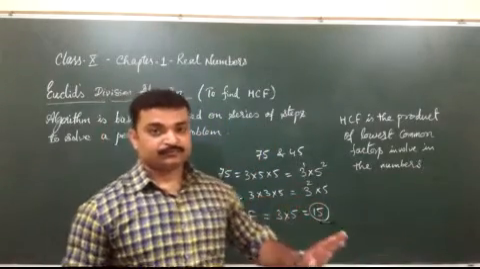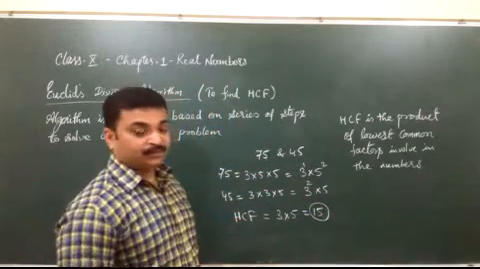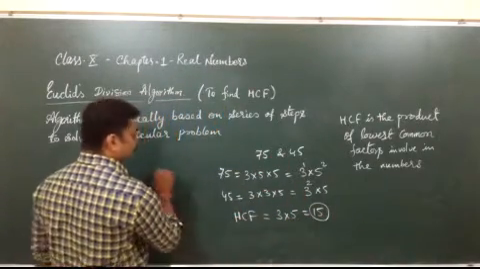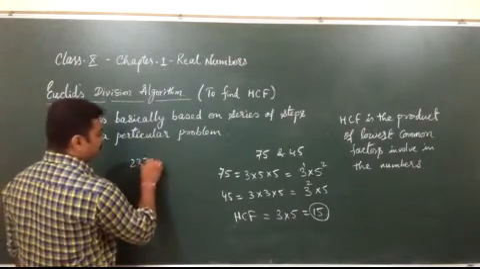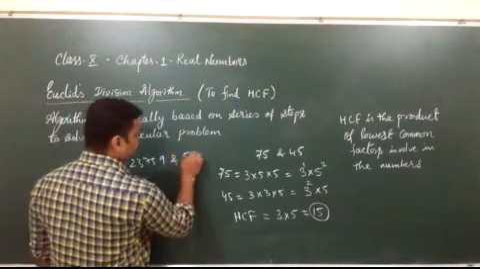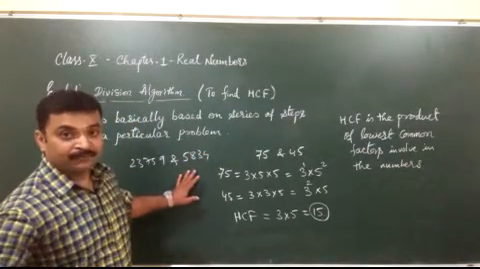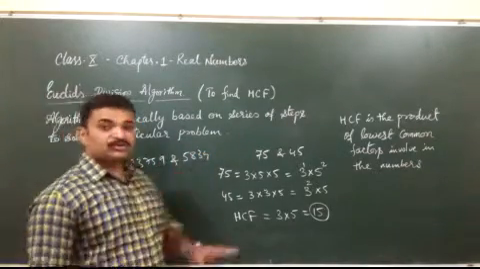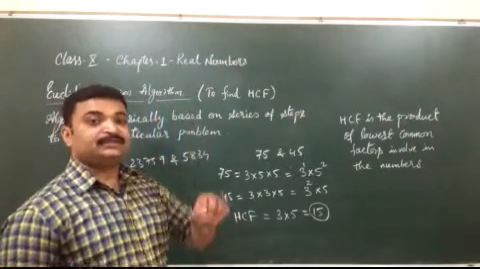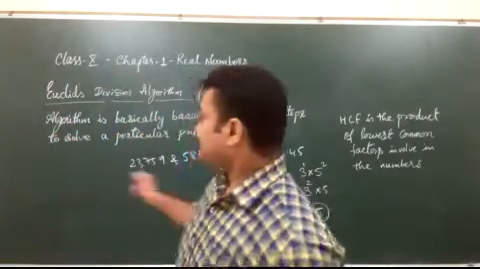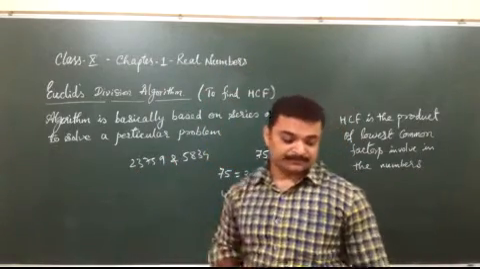This method we know. But if the question is to find the HCF of 2375 9 and 5834? How do we do it? It will take time. So to reduce time, we have to adopt this Euclid's division algorithm. By this, we will find the HCF very easily. Okay. Now.